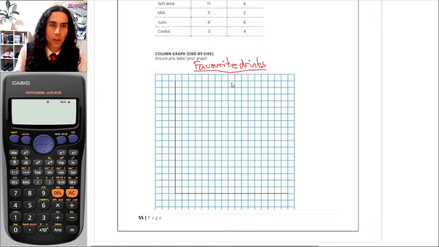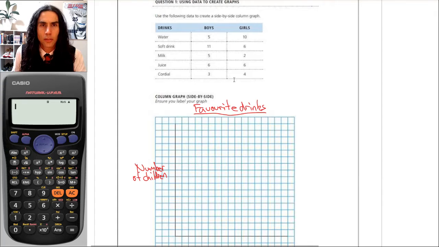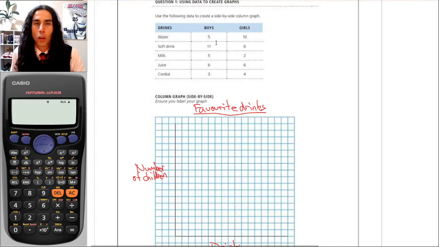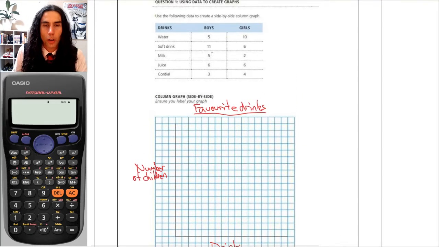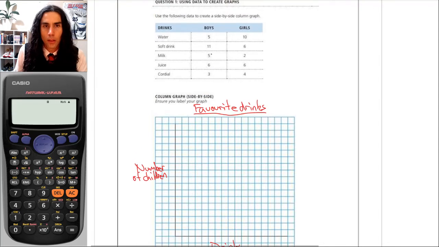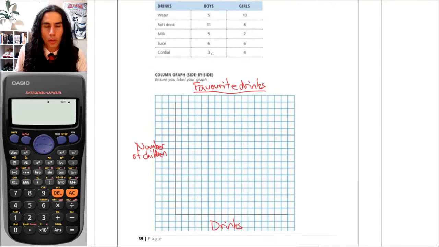So we're going to have the number of students on the side, number of children, whether it's boys or girls here. And we're going to have drinks down the bottom. But I know what they mean by side by side. Boys and girls, side by side. All right. So the first one, water. Let's go light blue, because it's water. Oh, and before we can do that, water, soft drink, 1, 2, 3, 4, 5.